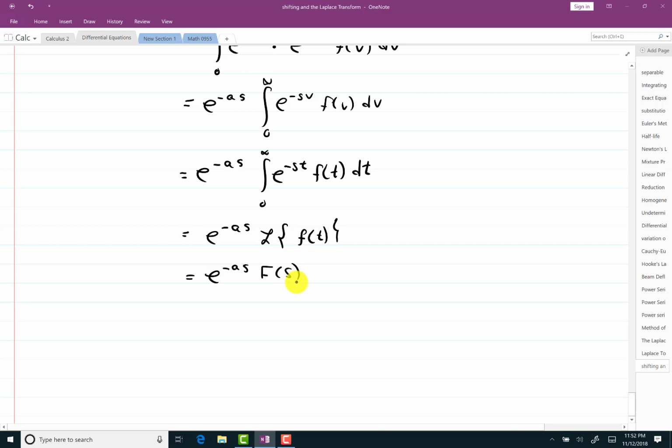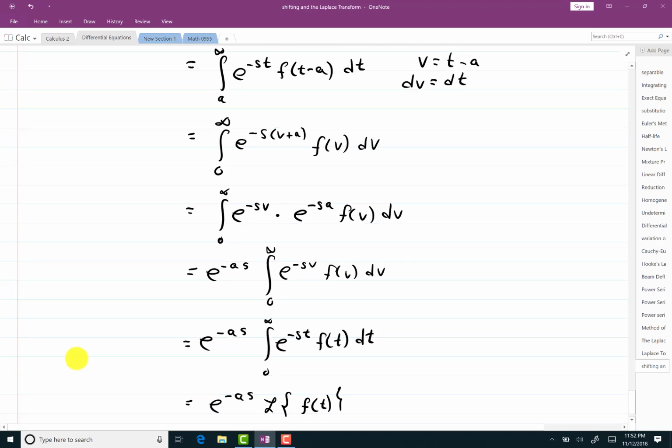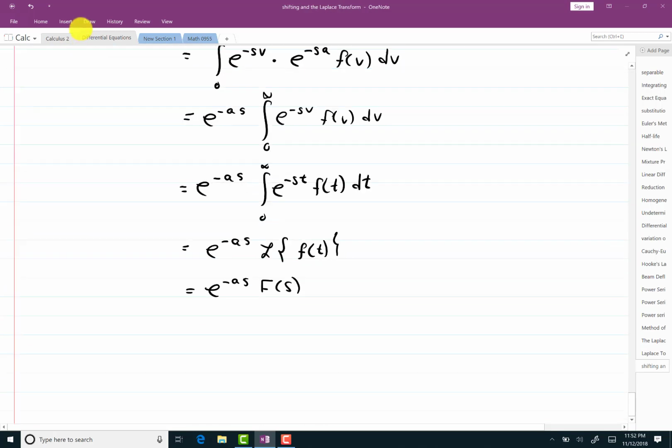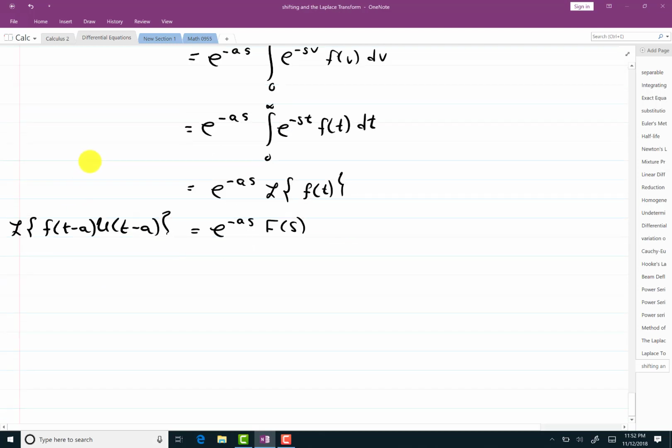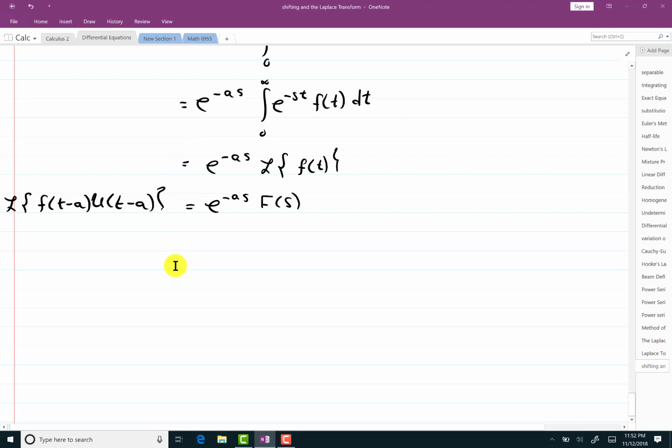What this means then, where is the beginning of all this? There it is. The Laplace transform of f of t minus a, u of t minus a, equals that stuff. That means that when you reverse this, the inverse Laplace transform of e to the negative as, capital F of s, will equal f of t minus a, u of t minus a.